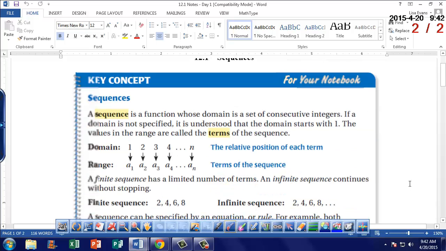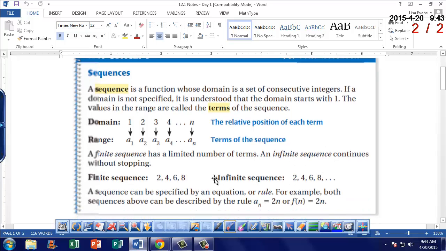A sequence is a function whose domain is a set of consecutive integers. If a domain is not specified, it is understood that the domain starts with 1. The values in the range are called the terms of the sequence. So I'm going to talk a little bit more about this when we go ahead and look at an example down below. A finite sequence has a limited number of terms, and an infinite sequence continues without stopping.